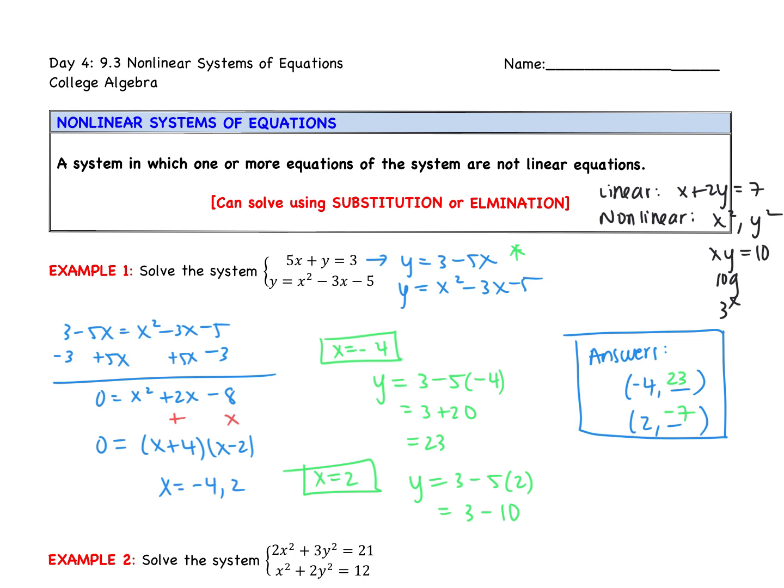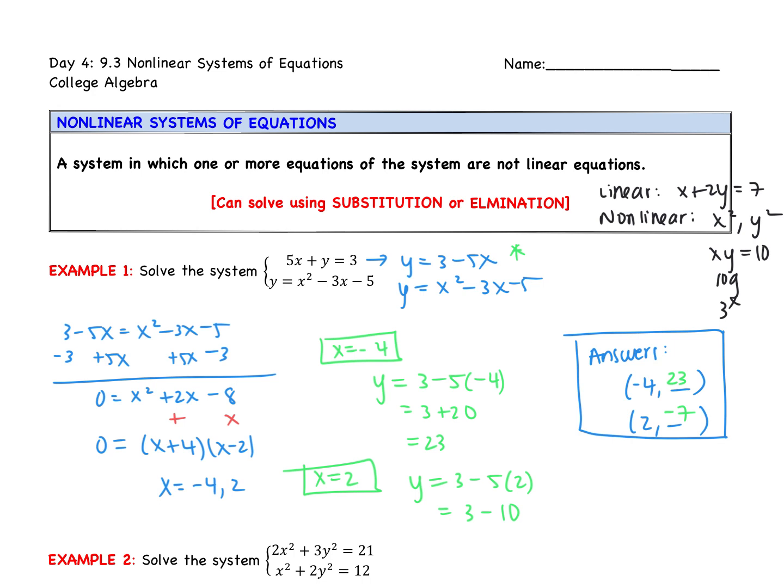It is still possible to get no solution. No solution would be you end up with a false statement, 0 equals 5, something like that. Technically, you can get infinitely many solutions as well, it's just not very common. Okay, real quick, I want to talk about why there's two answers here.